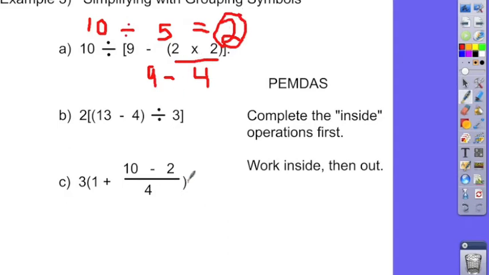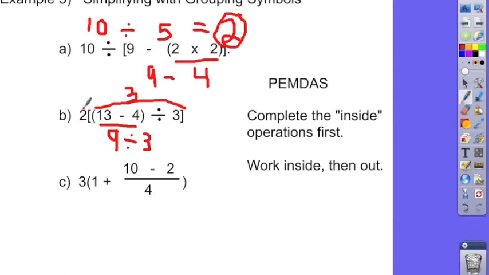Now let's look at our second expression. In our second expression, we have 2 and it's next to 13 minus 4 divided by 3. Remember, we're working inside then outside. So working inside, 13 minus 4 has a value of 9. And then as we work outside of our grouping symbols, 9 divided by 3 is going to simplify to a value of 3. So the total value of what's inside of the brackets here is equal to 3 once we follow our order of operations, working inside then outside.